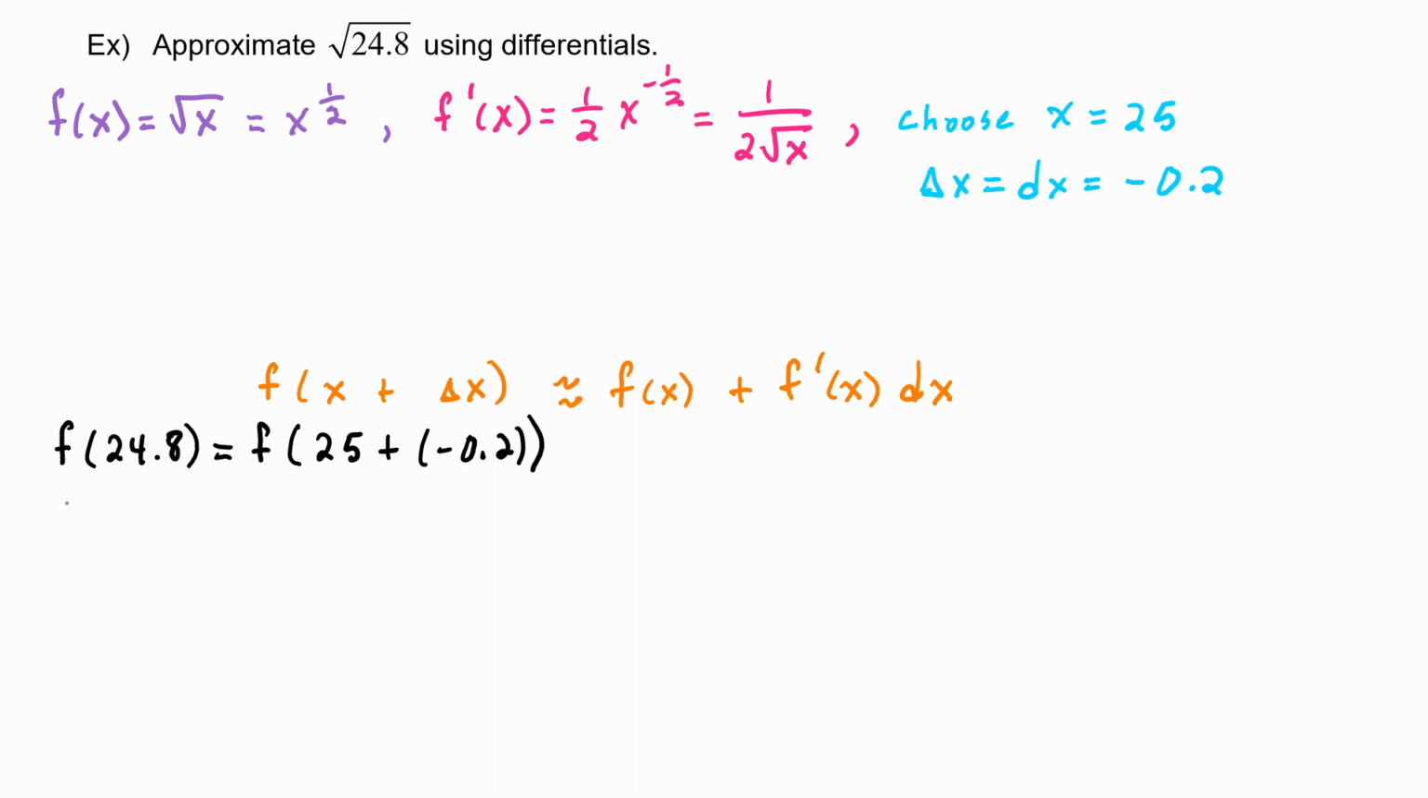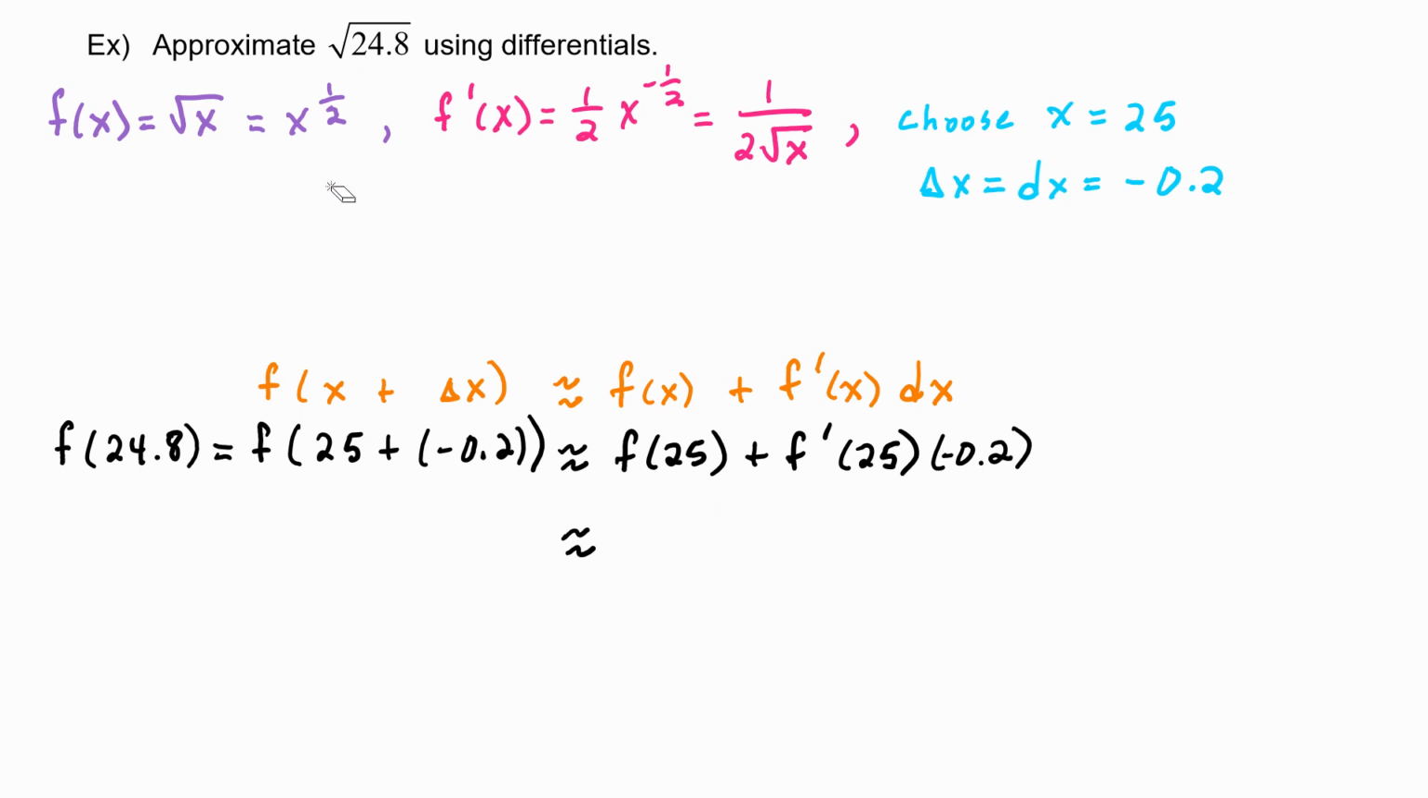So that means we can approximate f of 24.8 by first rewriting it as f of x plus delta x, 25 plus a negative 0.2, and then we can approximate it by doing f of 25 plus f prime of 25 times dx, which we know is negative 0.2. Now this will be approximately equal to f of 25.